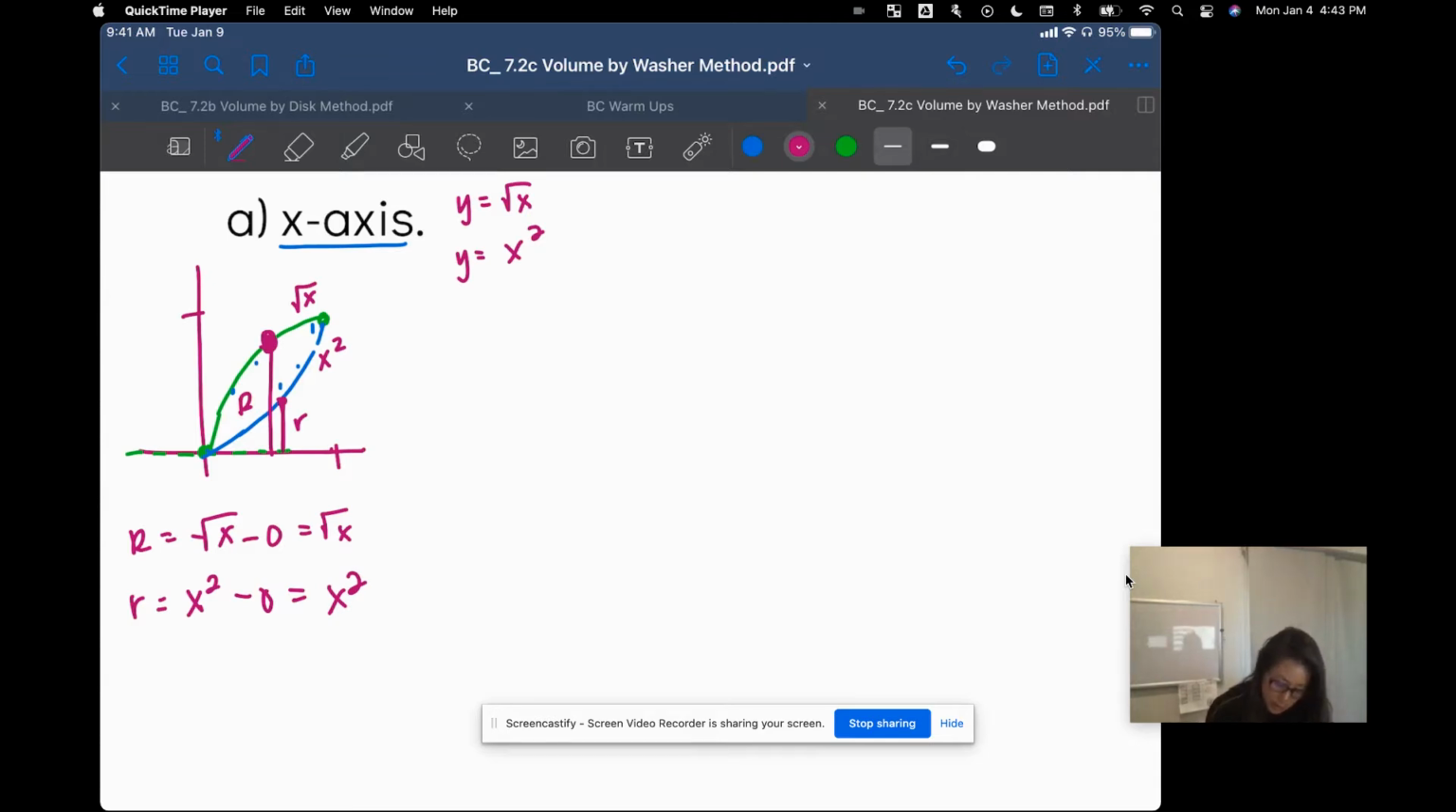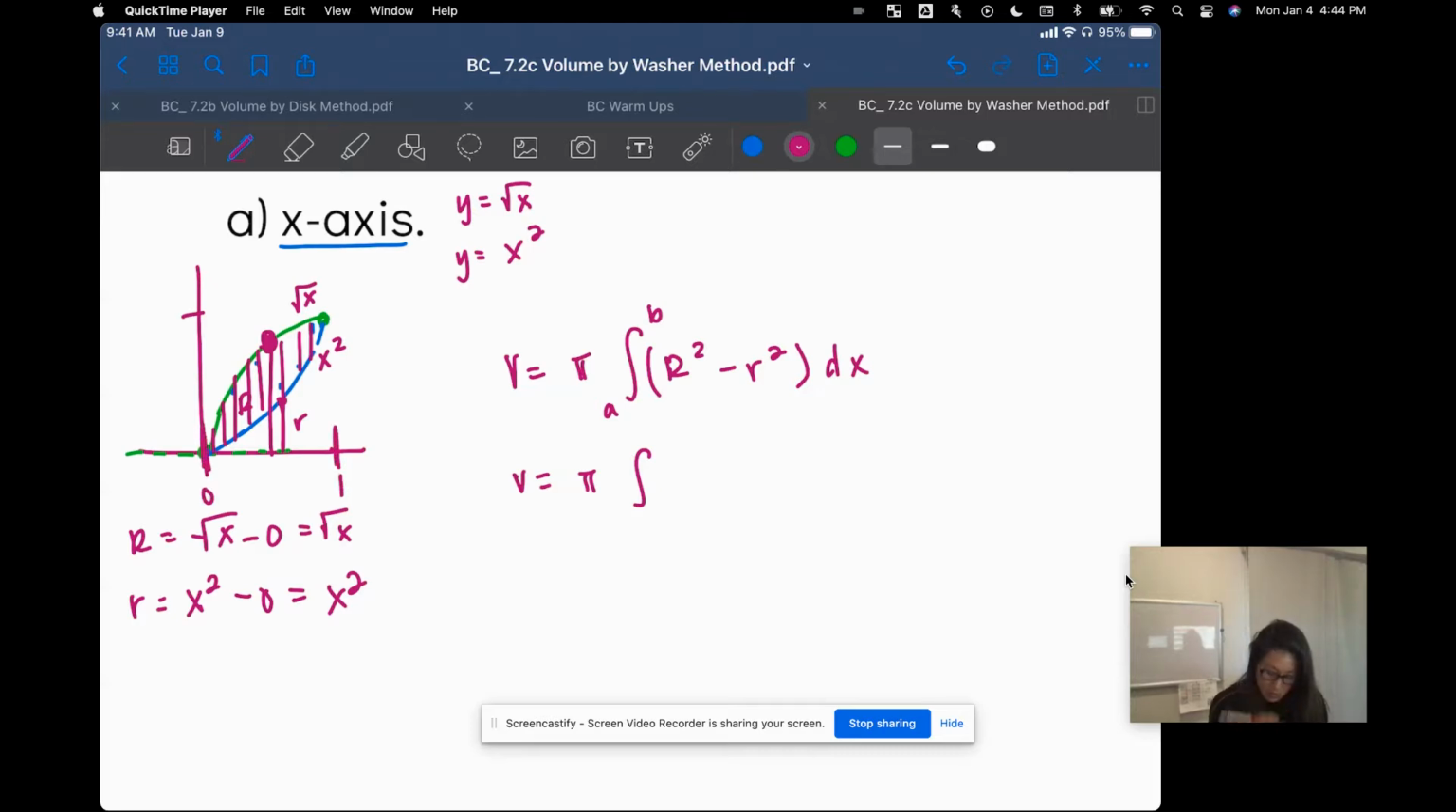Now we find the volume. The volume is equal to pi times the integral from a to b of big R squared minus little r squared. And because we're working in terms of x, remember we're stacking up the washers horizontally. Okay, so I get pi times, we are cutting the shape from x is equal to 0 to x is equal to 1. So our change in x happens between 0 to 1.